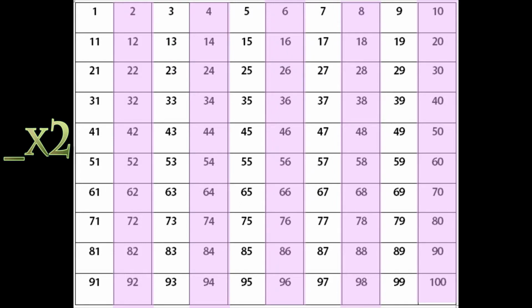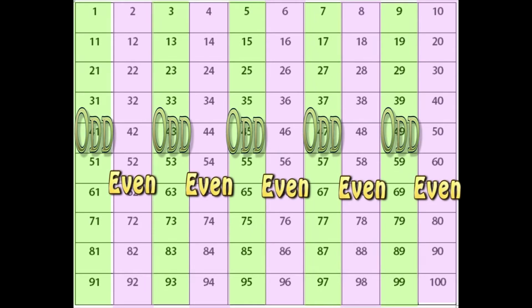All the multiples of 2 have a 0, 2, 4, 6, or 8 in the ones place. The multiples of 2 can all be divided into 2 equal groups. That makes them all even numbers. So there's another pattern on a hundreds chart I'd like to show you. Odd and even numbers alternate. Odd, even, odd, even, odd, even, odd, even, forever and ever.